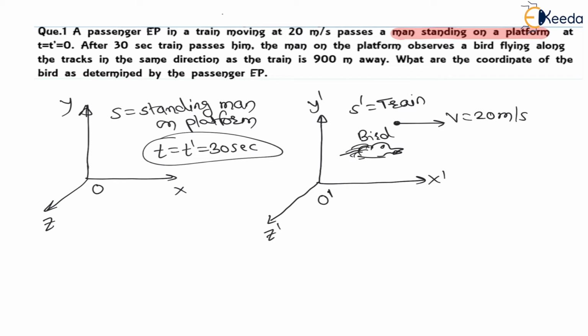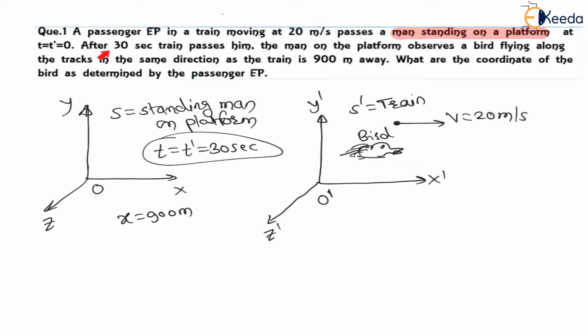This man standing on the platform observes that along the track in the same direction as the train, the bird is 900 meter away. Means the point coordinates observed by this O are x, y, z. Therefore, he observes that x is equal to 900 meter away.